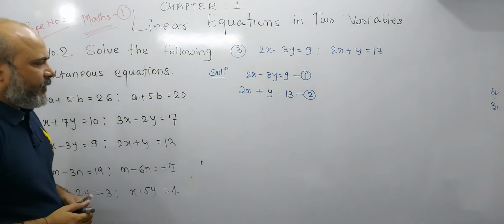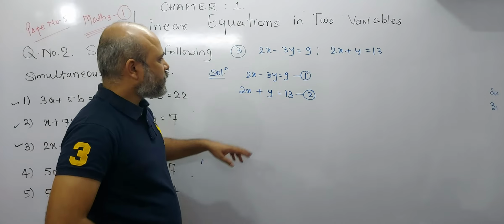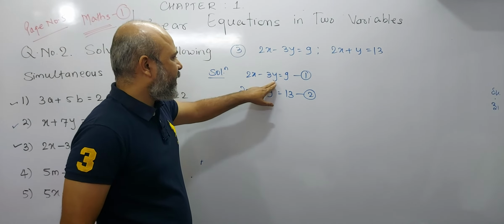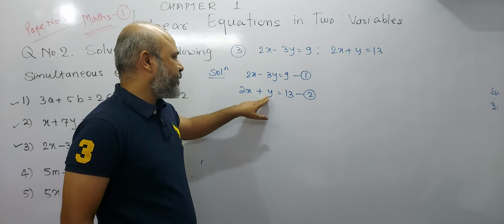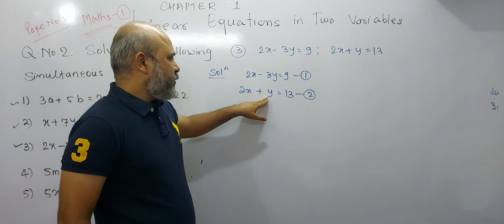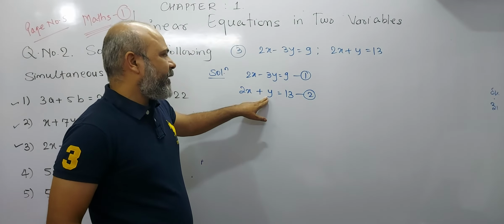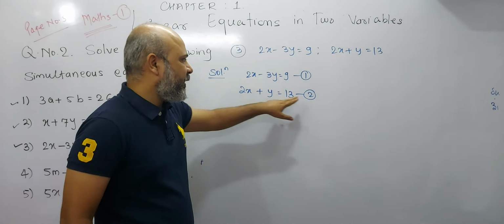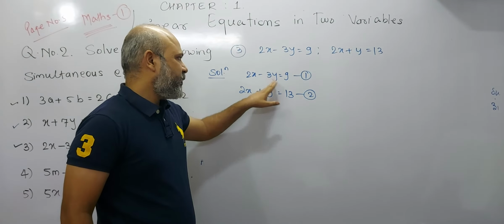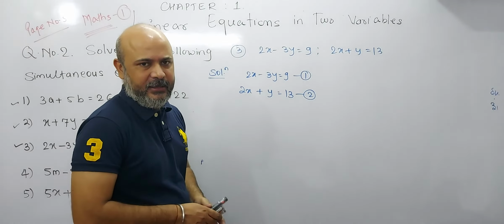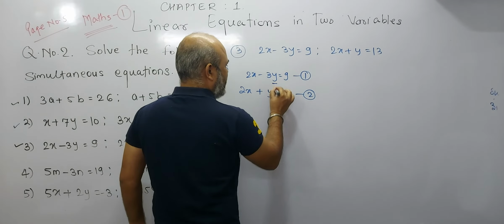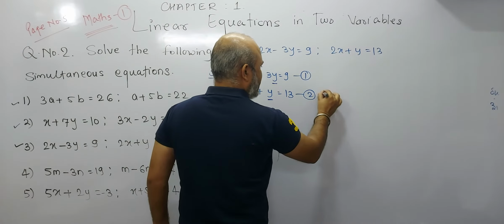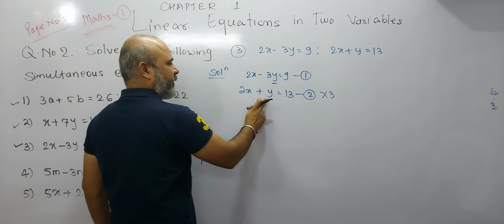Now student, here the coefficient of y is minus 3. Here the coefficient of y is plus 1. So if you want to make the coefficients equal, you have to multiply equation 2 by 3. Okay, so you will get 3y. If you want to cancel the y variable, you have to multiply equation 2 by 3, so you will get 3y.